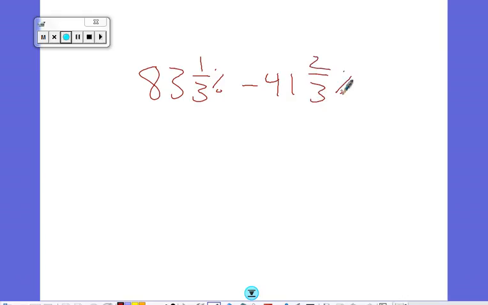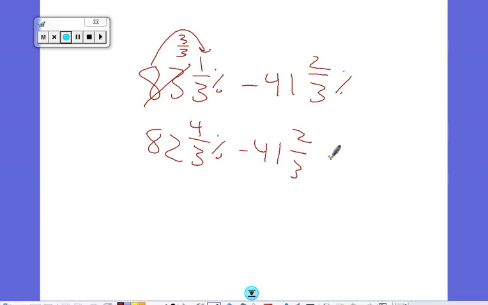Let's do another one. 83 1/3% minus 41 2/3%. So, what do I need to do? Somebody tell me what I need to do. Take a 1 from 41. Not from 41, that's my second one. 83. Yeah, take the 1 from the 83. We'll change that to 82. And we put it in here, so that's going to be 3 over 3. So 82 4/3% minus 41 2/3%.